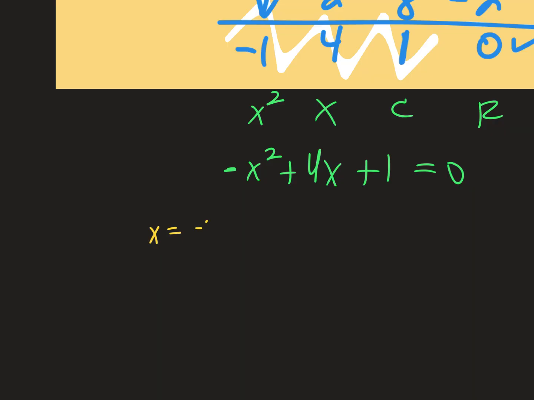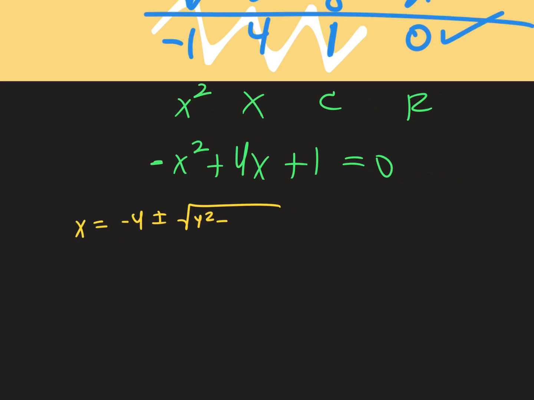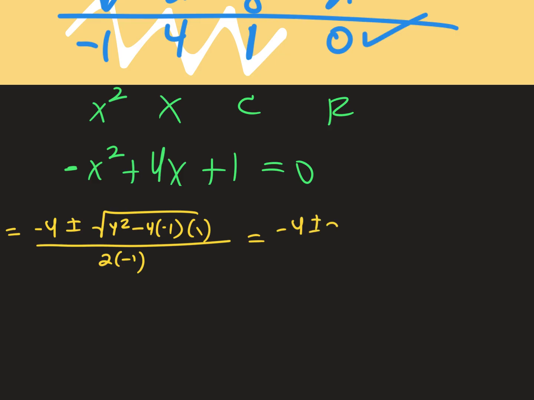I have negative b, negative 4, plus or minus the square root of 4 squared minus what? B squared minus 4 times a, which is negative 1, times c, which is positive 1, all over 2 times negative 1. You guys with me? So negative 4 plus or minus the square root. What's 4 squared? 16. And negative 4 times 1 is? What's negative 4 times negative 1 times 1, guys? Plus 4, all over negative 2.